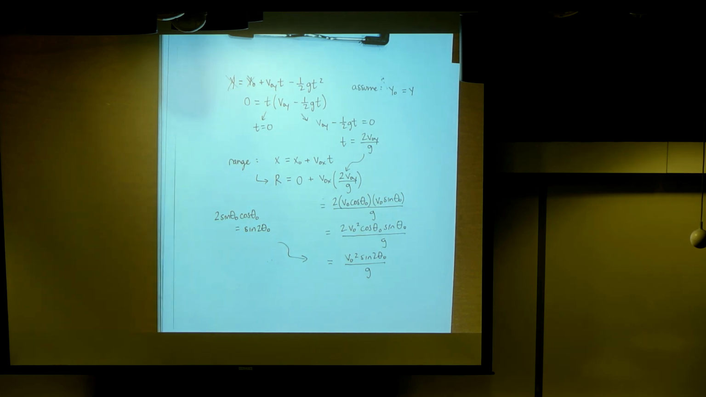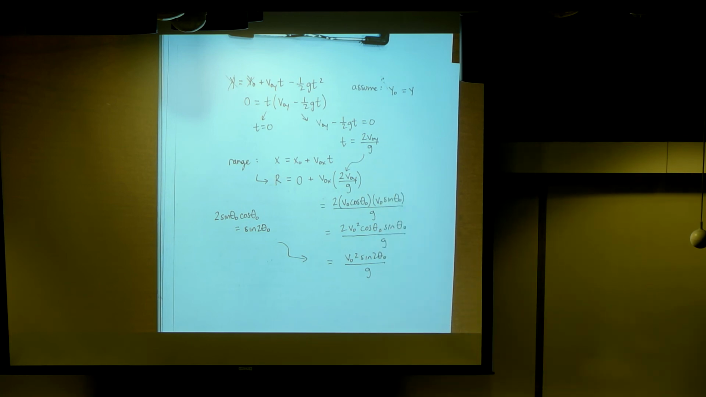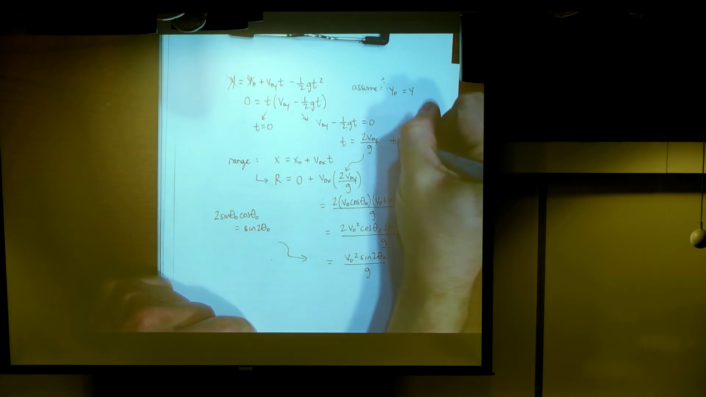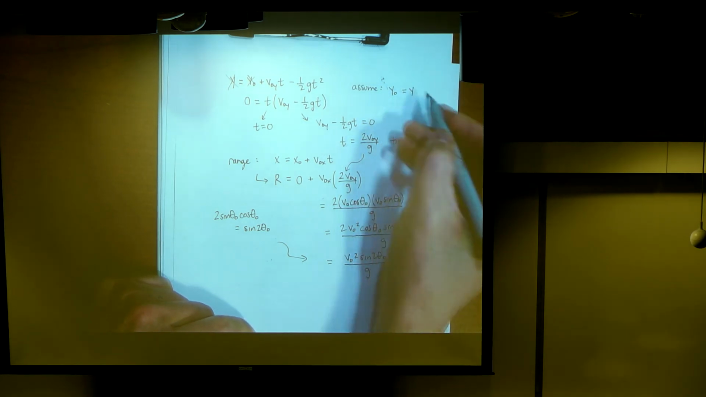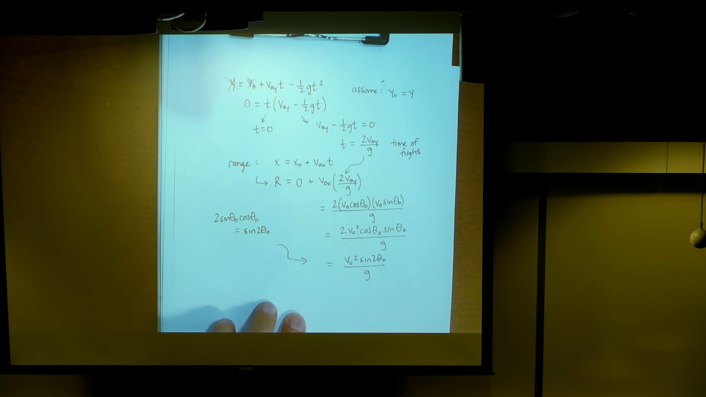Is the 2 v naught y over g, is that the hang time of the projectile? Yeah, so this is the total time in the air. You might call this the time of flight. But again, assuming equal starting and ending heights. All right, anything else?